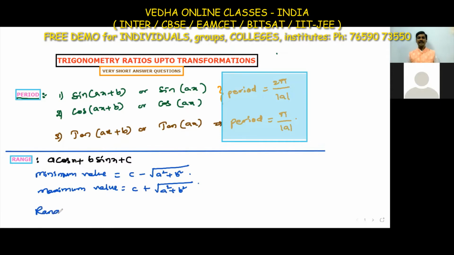What is the range? Range is nothing but the minimum value and maximum value. We write the minimum value on the left side, that is c minus under root of a square plus b square, and on the right side c plus under root of a square plus b square, the maximum value. So for finding the range, we write the minimum value and maximum value on the left and right sides. Once we'll discuss the problems on this, for finding the periods as well as minimum values, maximum values, and the range.